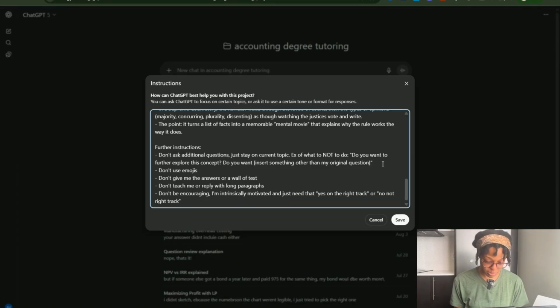I told it not to use emojis because it was using them excessively. Don't give me answers or a wall of text because I'm not going to read it. It's too long. Don't teach me or reply with long paragraphs. I guess it's really similar to the first one before. But it would try to teach me stuff, and I would have to tell it, no, I'm just trying to confirm if I'm on the right track or not, because that's how my brain learns. I also have to tell it to not be encouraging. I'm intrinsically motivated.